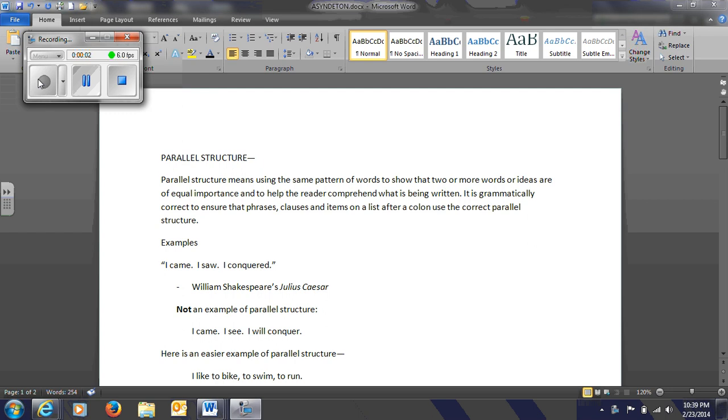Alright, our next rhetorical device we'll look at is parallel structure. Oftentimes this goes hand in hand with a sentence. As you'll see later, I give you some of the exact same examples here. So here's a definition of parallel structure.